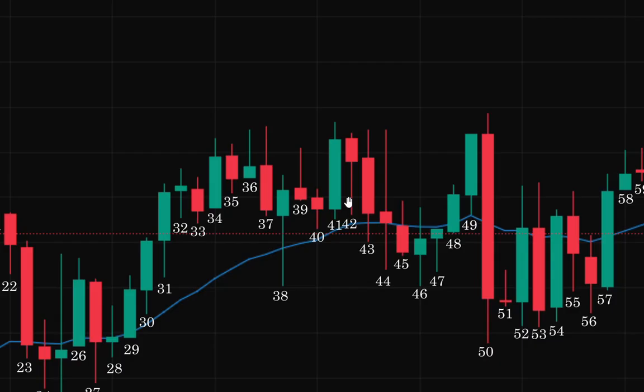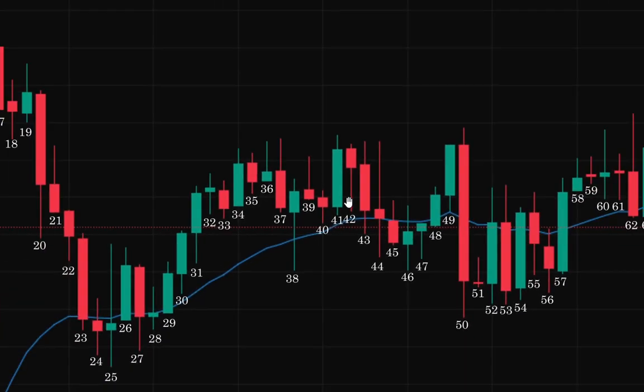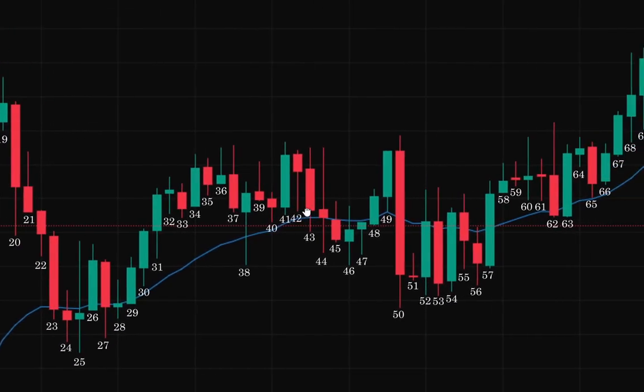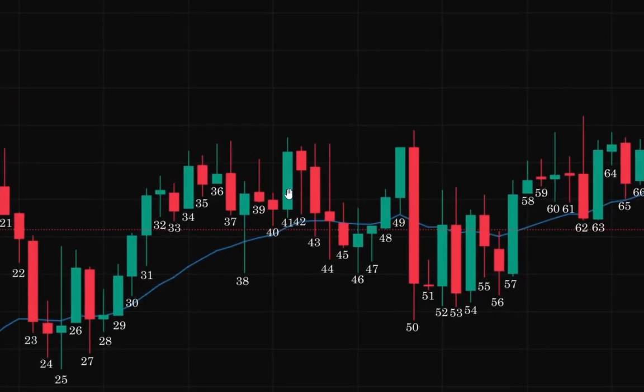So the most important thing is to wait for some confirmation, wait for some breakout. As you can see, this is a very good bull bar, but it hasn't broken any previous high, and after that there are bear bars, and these bear bars haven't broken any of these bars.